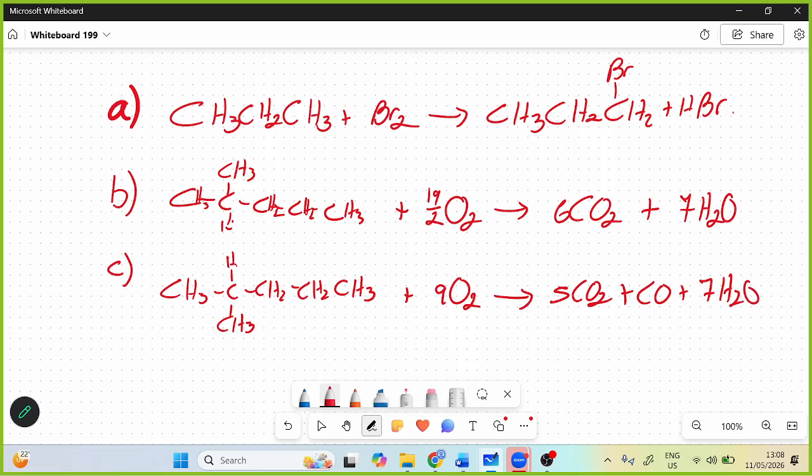Some people will decide, I want 6 COs. It doesn't really matter. As long as you have some CO, it is incomplete combustion. Even if you wrote carbon instead of CO, it's also correct. Incomplete combustion means that you're not making CO2 only.